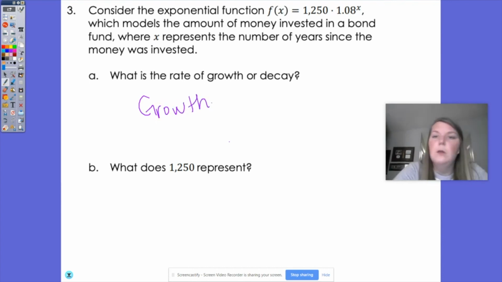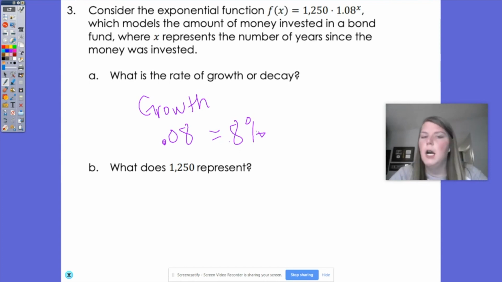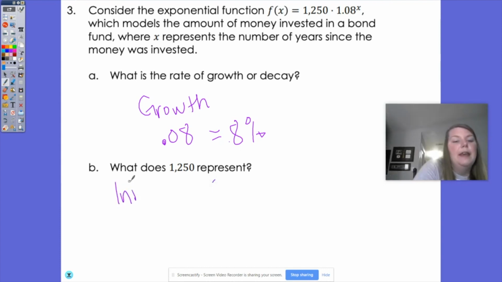And specifically, what is the growth? Well, the difference between this number and 1 would be 0.08, or you could also say 8%. I usually talk in percentages here and not decimals, but either one is fine. What does the 1250 represent? That's the initial money in the account.